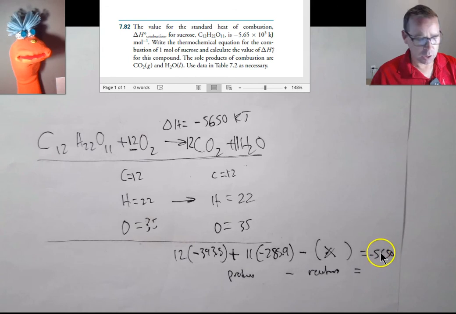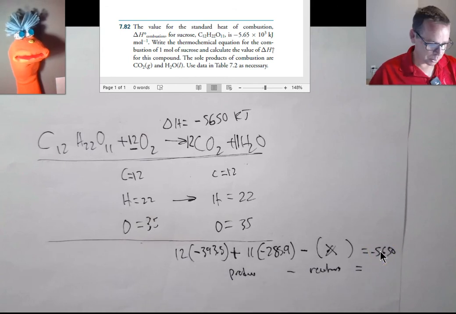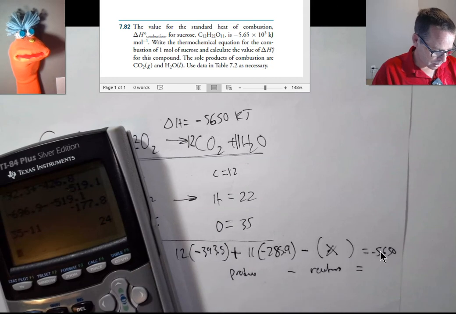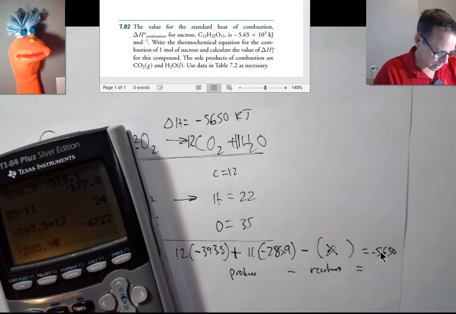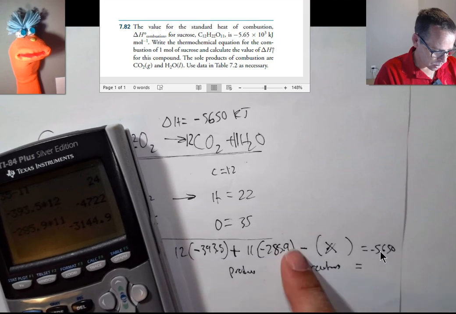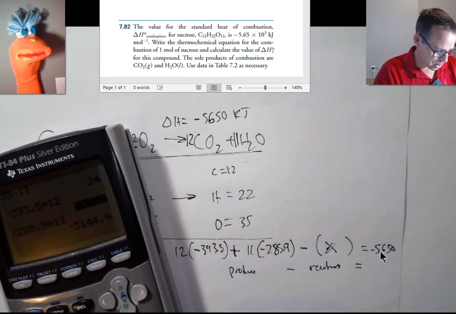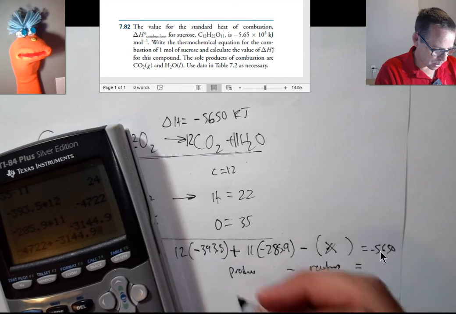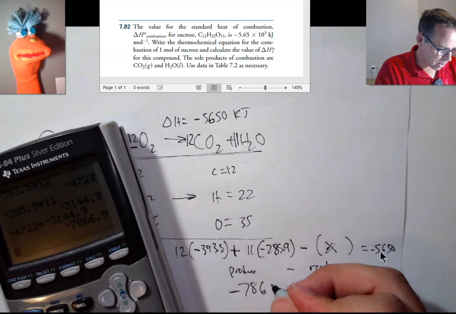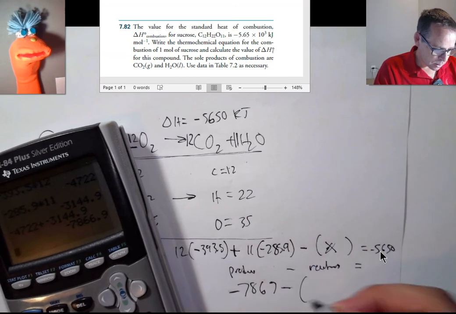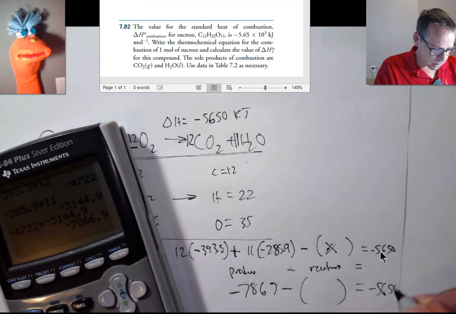So negative 5,650 here. We're going to put those in our calculator: 12 times negative 393.5, and negative 285.9 times 11. Those are our products, so I add those values together, and that's my total for my products. Negative 7,867 minus reactants equals negative 5650.